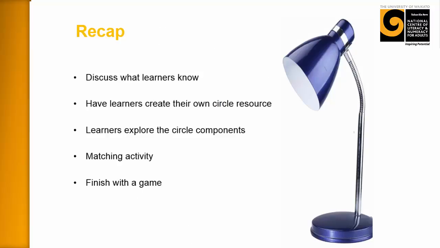Just to recap this very quickly, you're going to begin with a discussion about what learners already know. Number 2, have learners create their own circle resource. Learners explore the circle components. That is, they're talking about it. They're trying to figure out what might have a name and what might not. Then they do the matching activity, and this is where you're beginning to tell them what those parts are, and you'll only need to tell them what a few of the words are that they don't know already. And finally, finish with a game just to consolidate what they already know.